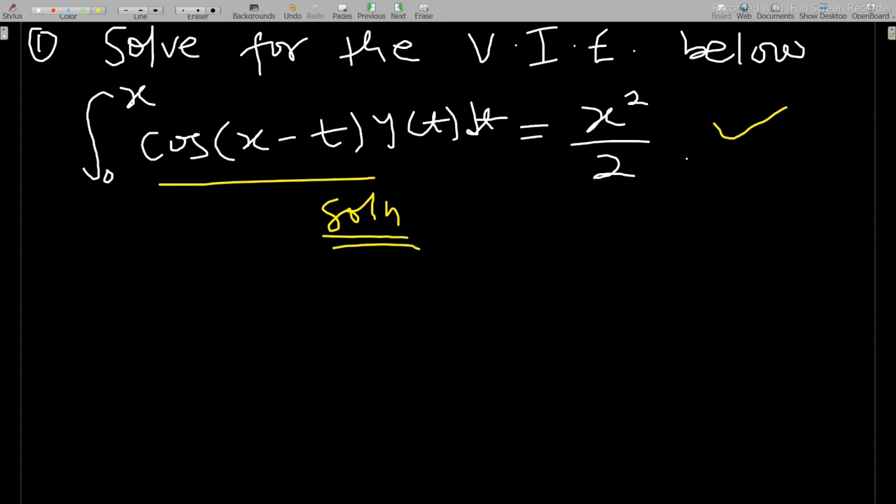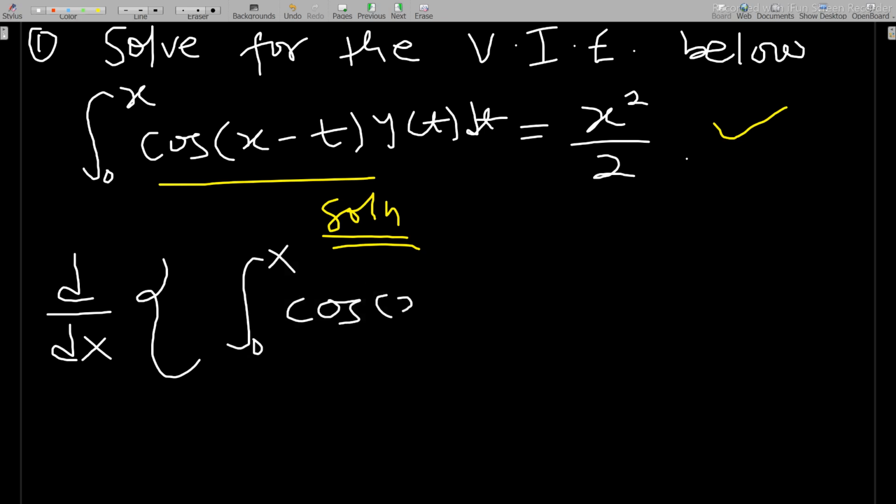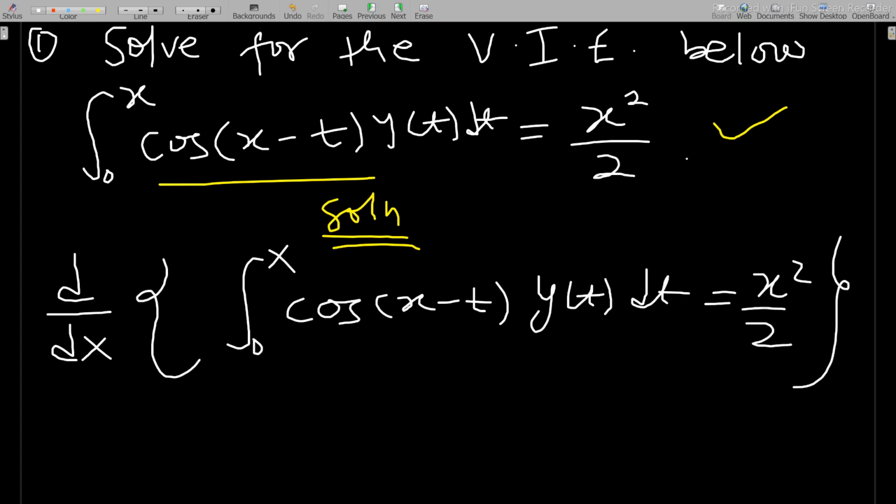All that you have to do is, as I said, to solve something like this, you have to differentiate the whole of the question, the whole of the integral equation, okay? In this case we have the integral of cos of (x minus t) y of t dt equals x squared over 2. So we are differentiating everything in the equation, okay? So I'm taking my time to go through with the first question, and then probably with the second question I'll be doing some of the stuff straight away, okay? So kindly pay attention to the first one, okay? I hope this is cool.